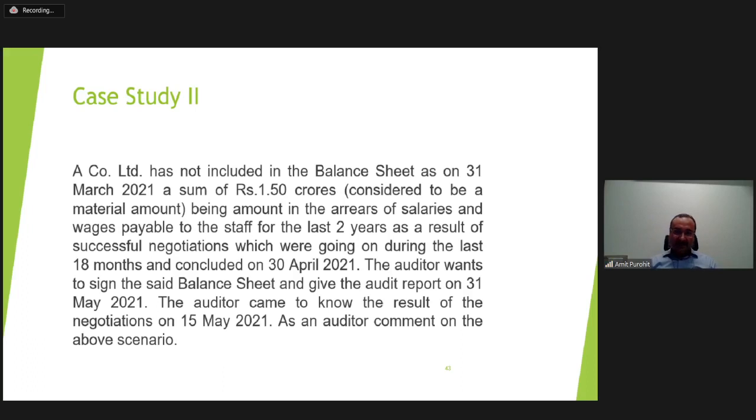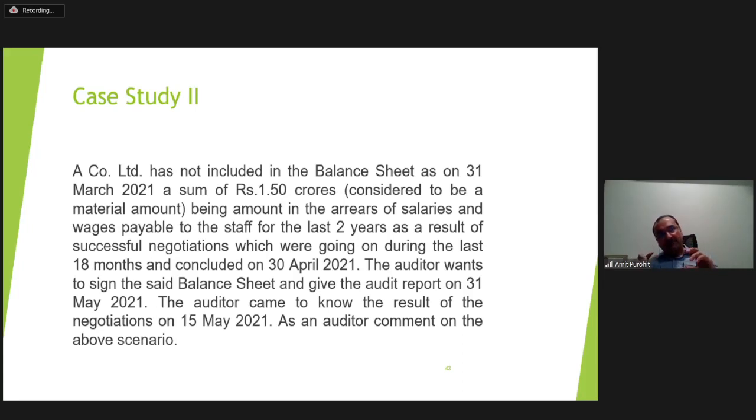Now, let us read this case study further. The auditor wants to sign the said balance sheet and give the audit report as on 31st May 2021. The auditor came to know about the result of this negotiation on 15th May 2021. As an auditor, comment on the above scenario.